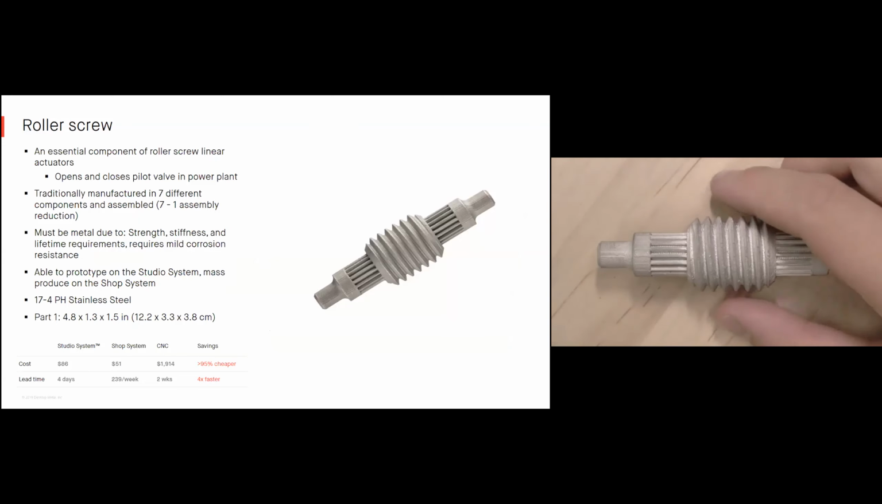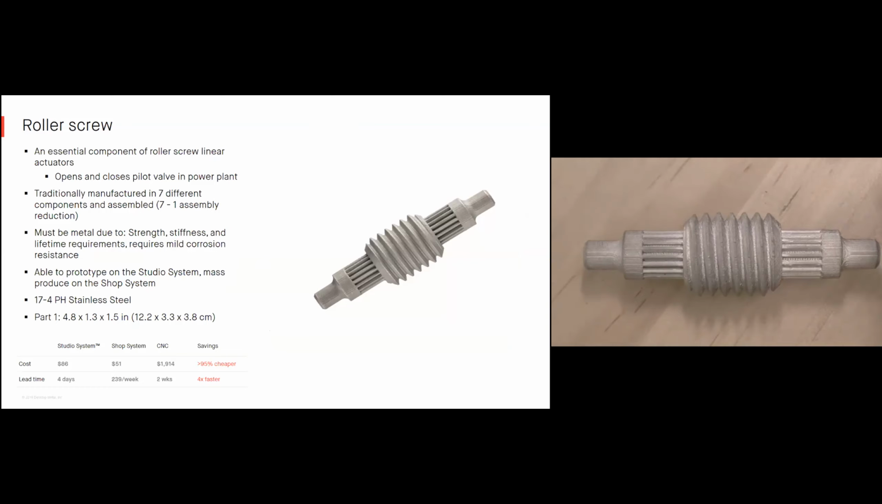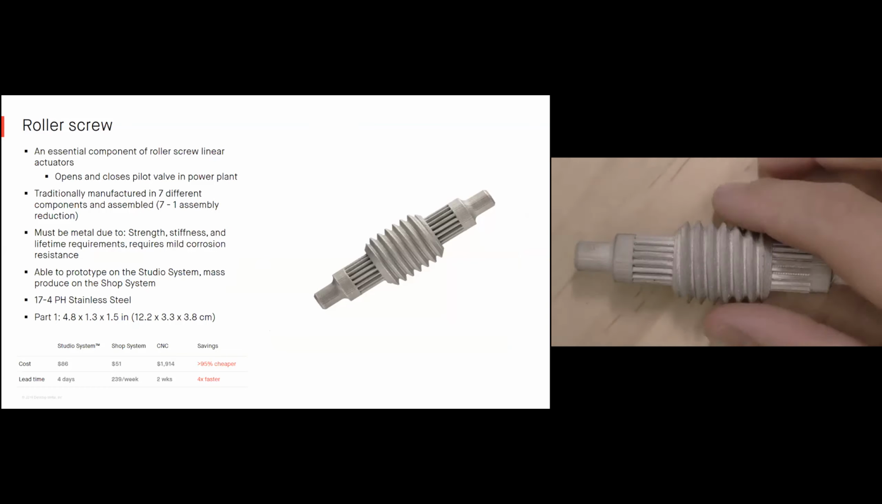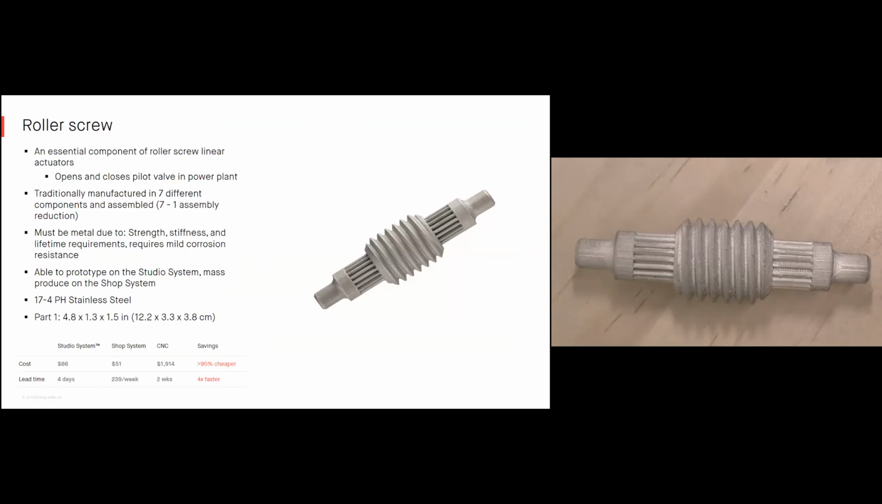Hopefully I can frame this up a little bit better. There you go, it's pretty good. Okay. This part was traditionally manufactured out of 7 different components, but with the studio system, it was able to be consolidated all into just one component. This part was actually able to be prototyped on the studio system. They wanted to mess with some of the threads, some of the thread profiles, the pitch, the actual geometry of the thread, etc., and then move to mass production on the shop system.